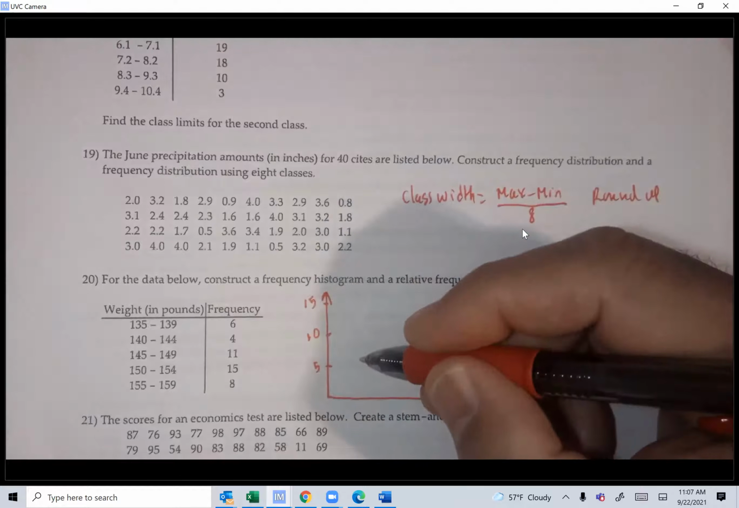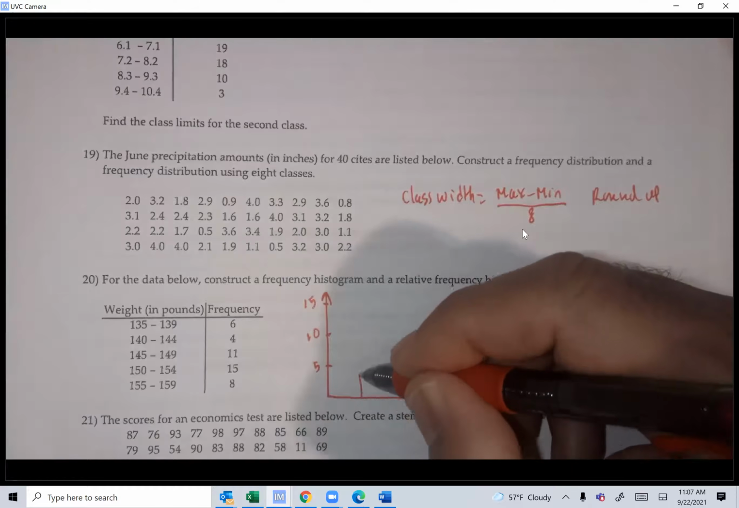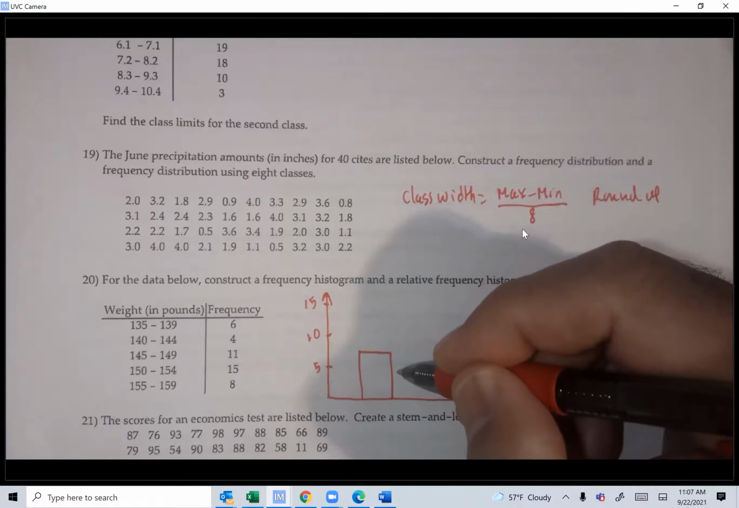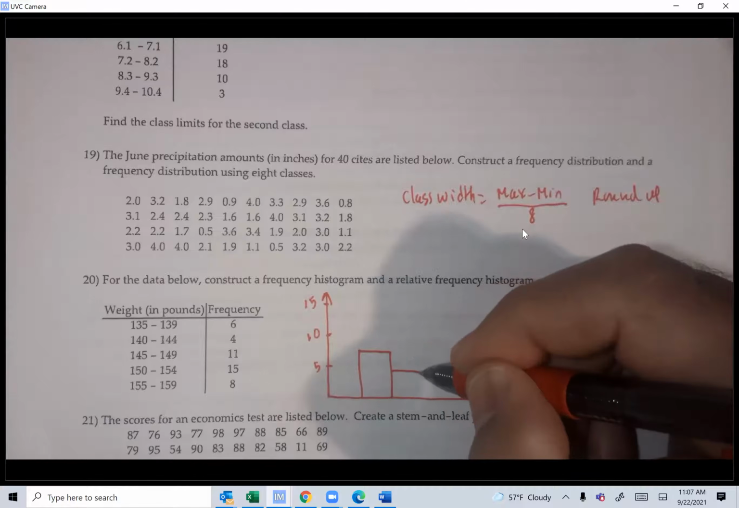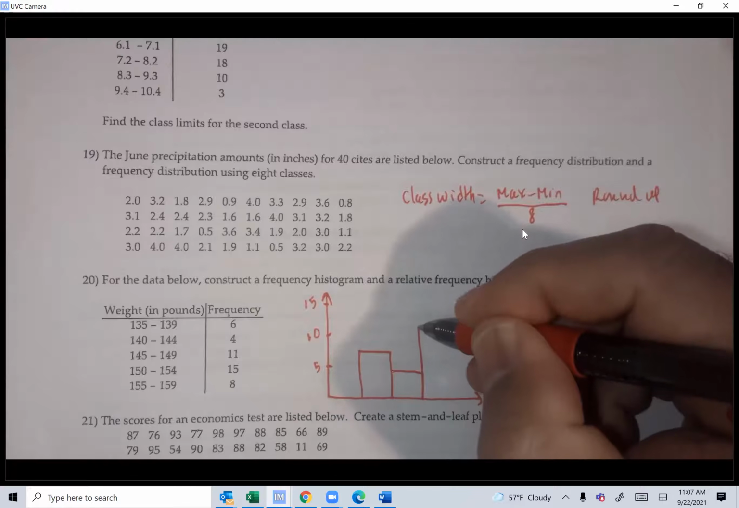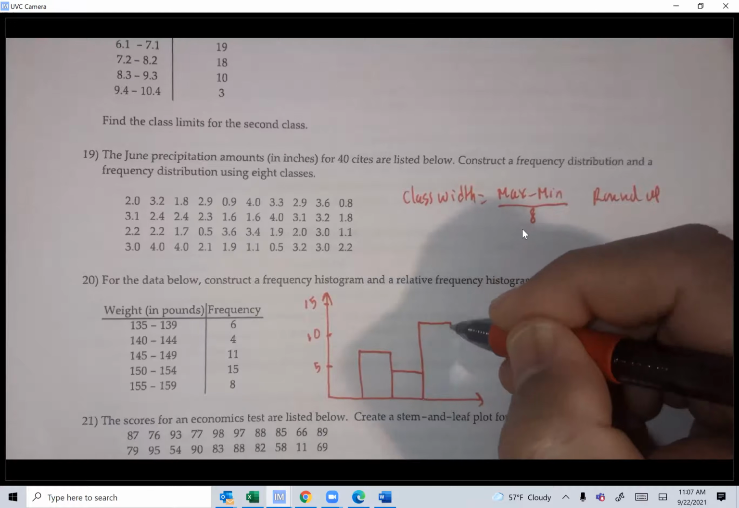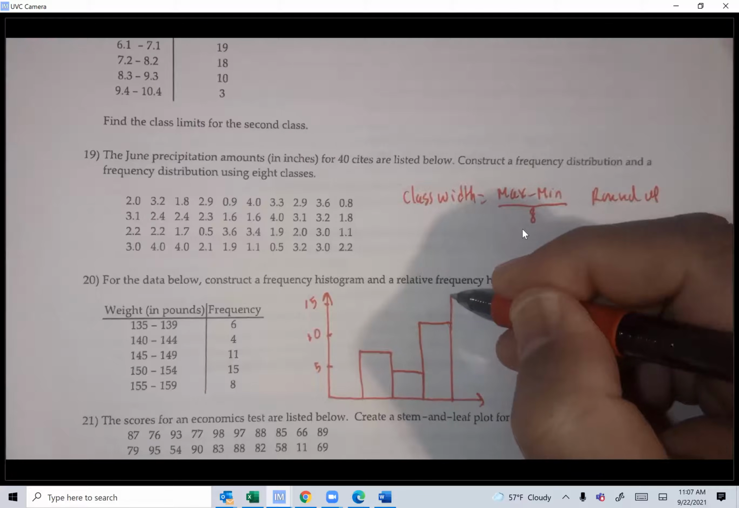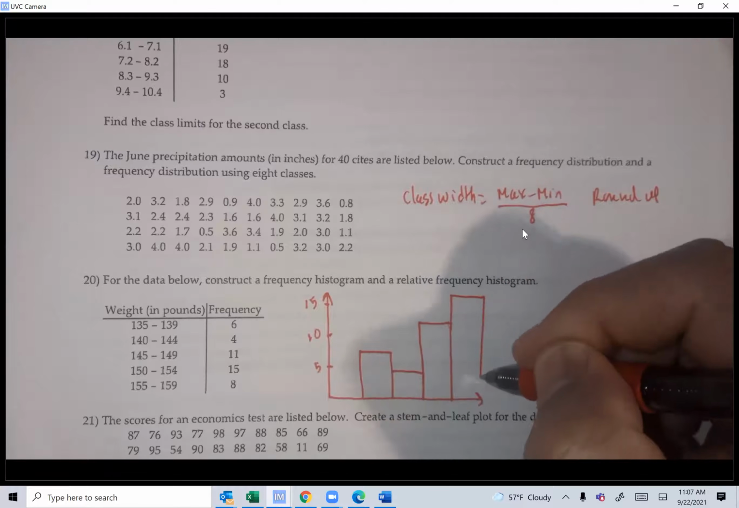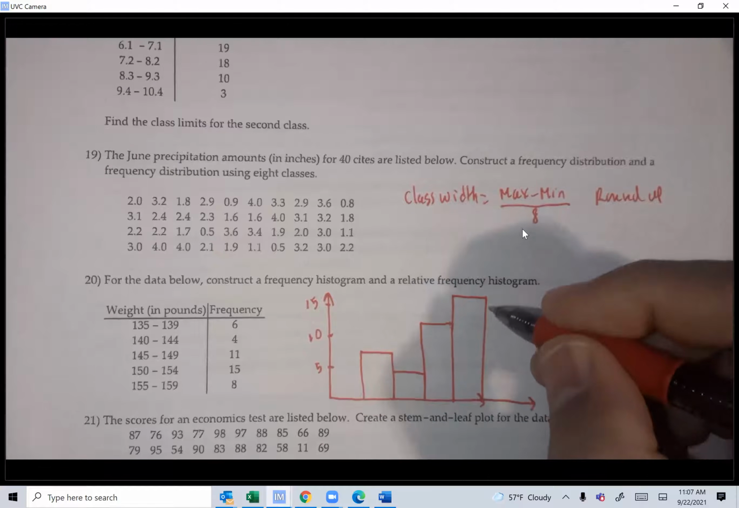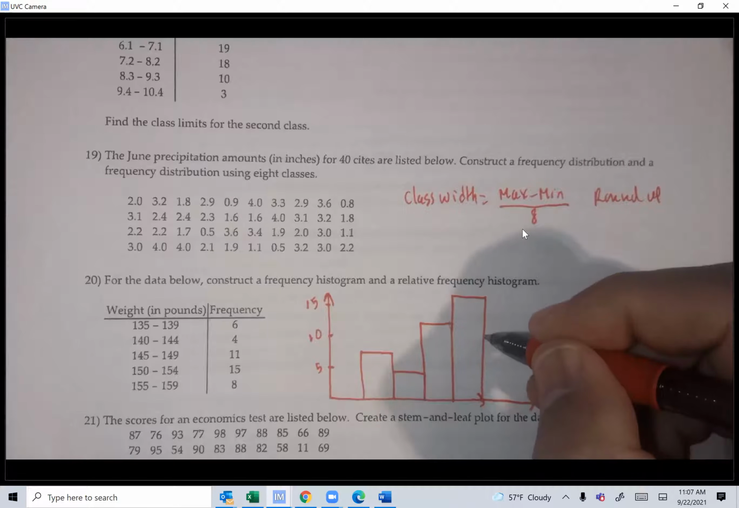And here's how you do it. The first one is 6. I would just start right here, for example. Then 4, below 5. Then 11. Just go a little bit higher than 10. Then 15, that's going to go all the way up to 15. And then 8, guys, a little bit lower than 10.